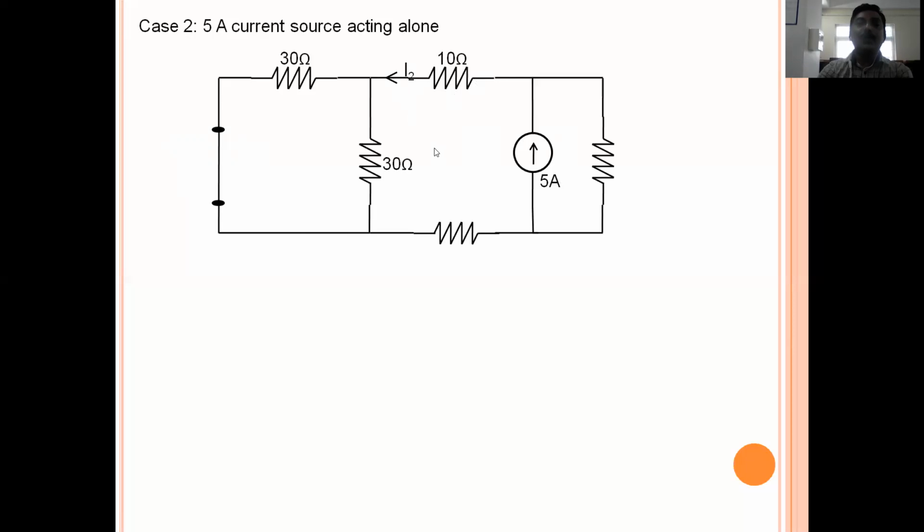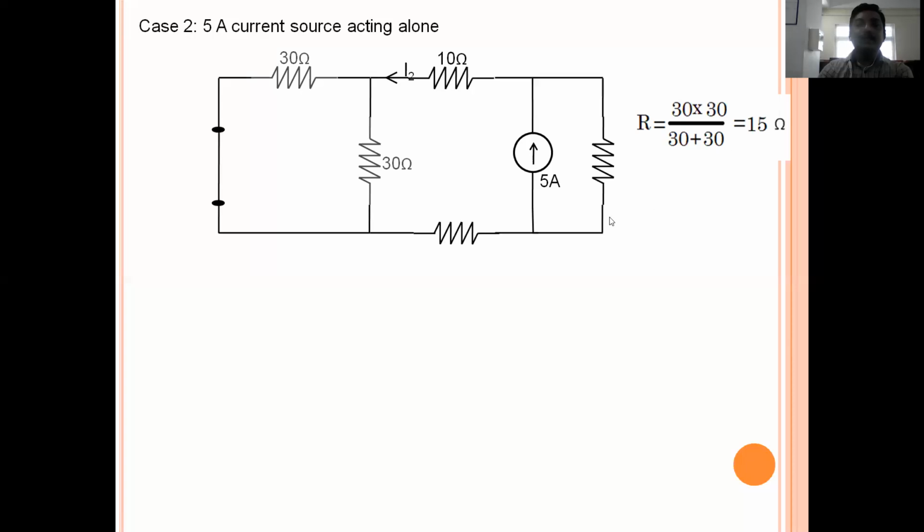Again, in order to find the value of I2, we need to reduce this network. Here you can see that this 30 ohm and 30 ohm are in parallel. So we can replace them with the effective resistance, which is R1 R2 divided by R1 plus R2. Both resistances are the same: 30 multiplied by 30 divided by 30 plus 30, that is equal to 15 ohm.